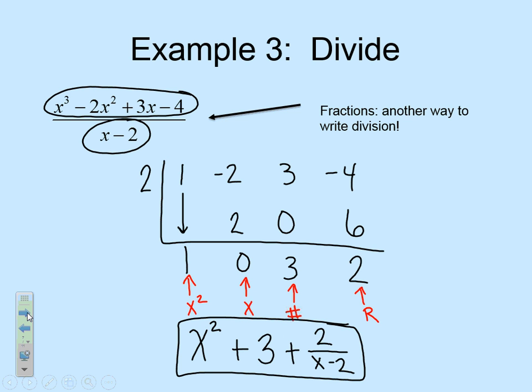Okay, so this is what division looks like. We're going to be using this process to help us find solutions and understand what's going on here with these polynomials as they get a little bit more complicated later in the week.